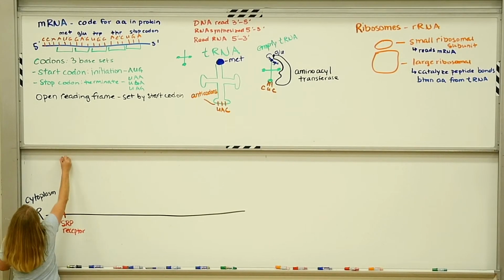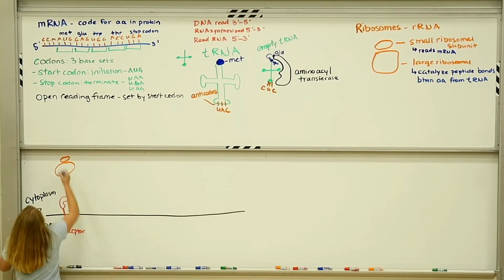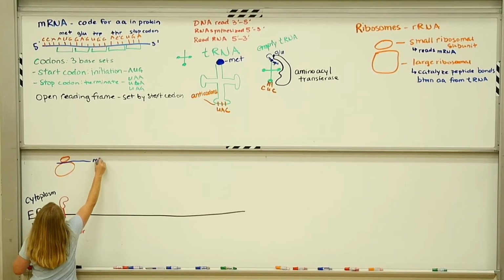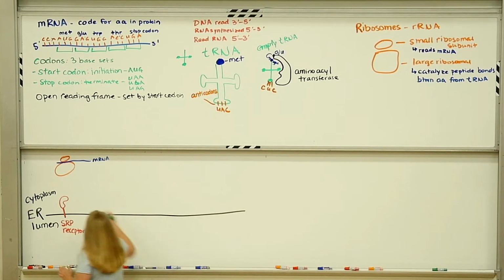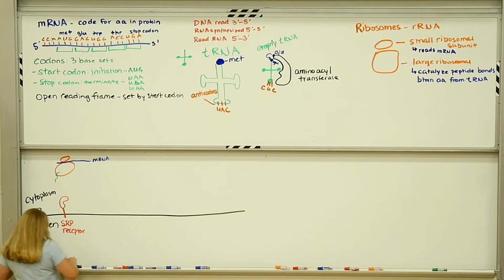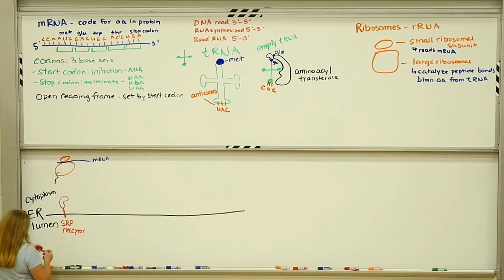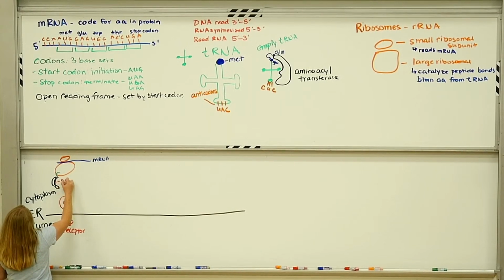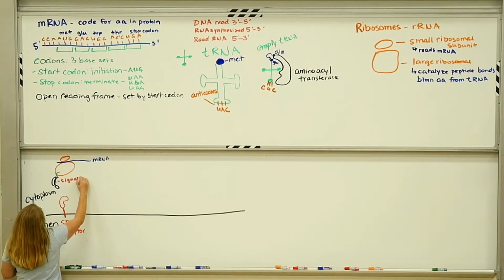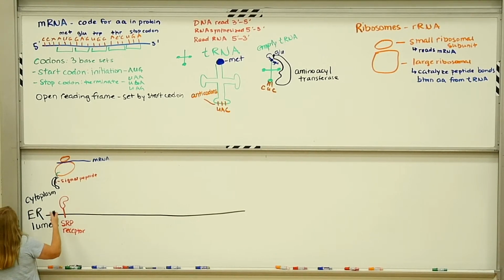So let's redraw our small and large ribosomal subunits reading an mRNA, starts making a protein, but it has this hydrophobic portion to it. That got picked up by that signal recognition particle. So this was the signal peptide. And this again was the SRP, or signal recognition particle.